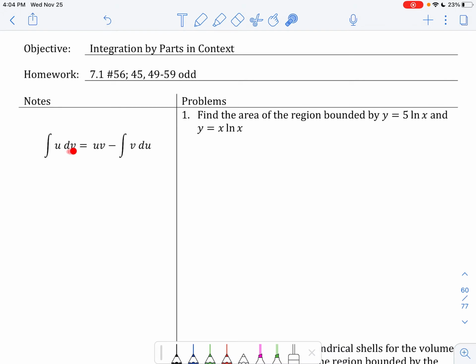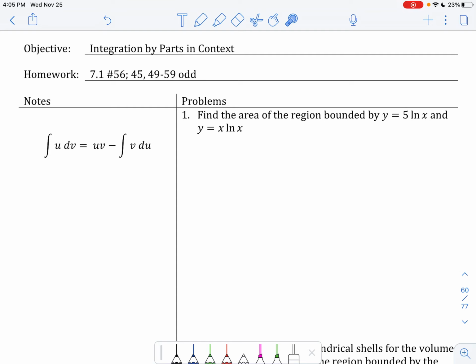So here you have your formula of integration by parts. You're looking to take an integral that is a product, break it up into u and dv, and then create your table just like you would for the product rule, and then plug it into the other side.